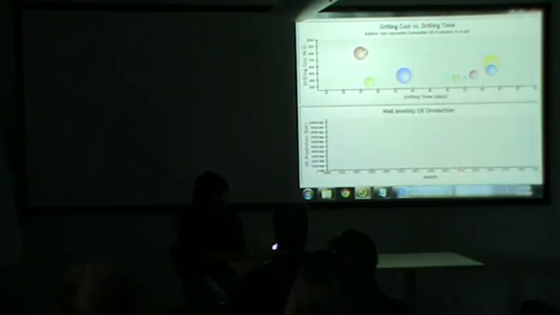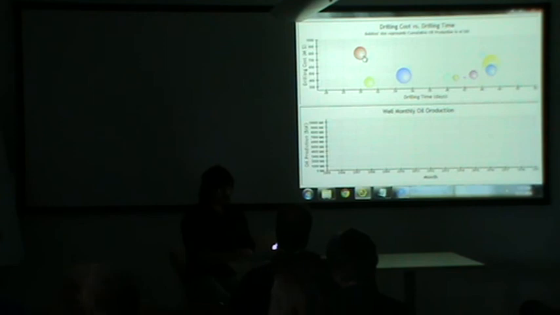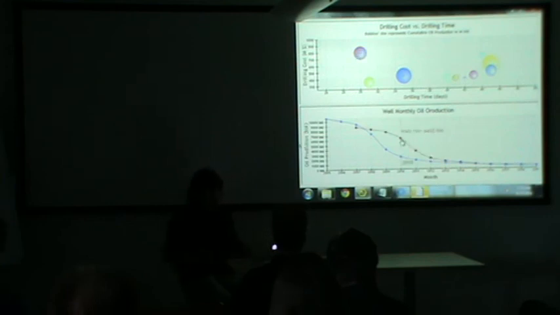Let's see what else. Here I have a bubble chart with the drilling cost and time of several wells, and the size representing the cumulative oil production. It's just an example. But when I select one point or more here, I get the historical oil production of the selected wells.